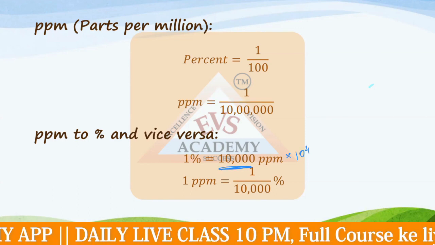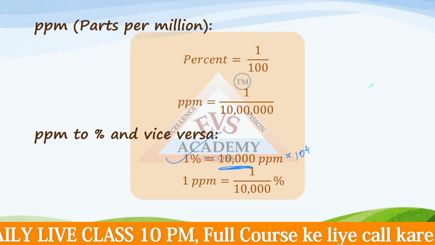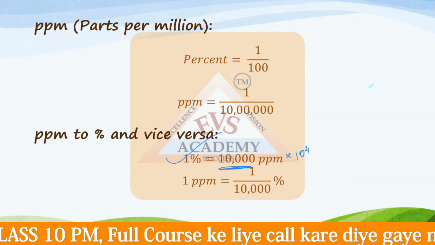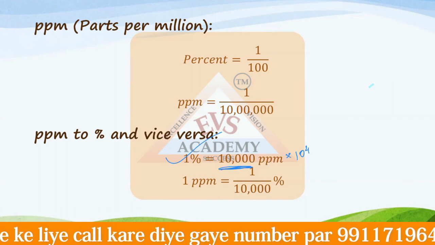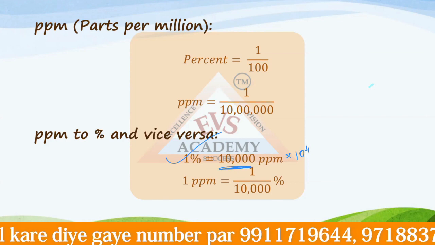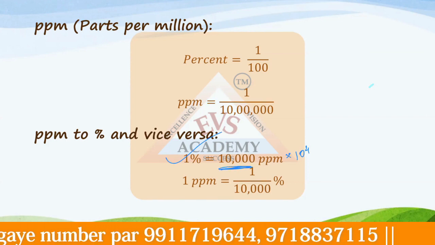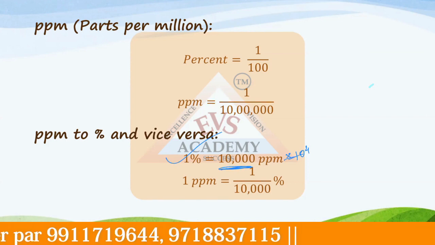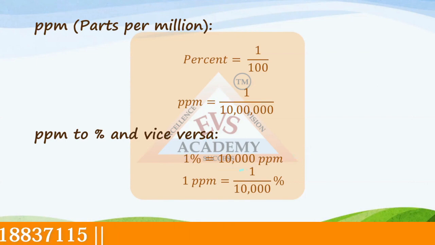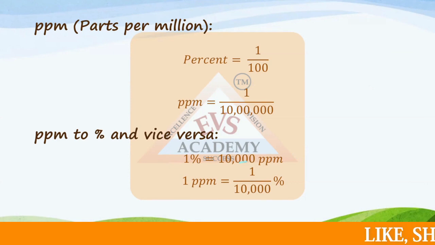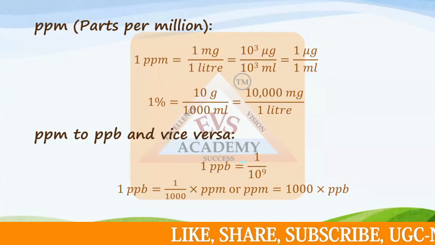Otherwise, if it looks difficult to you, just go with this particular formula: 1% is equal to 10,000 ppm. So 100% is equal to, according to that, divide or multiply, if it is convenient. Otherwise, the concept I have provided can also be used. This is the concept of ppm and percentage. Now, parts per million.